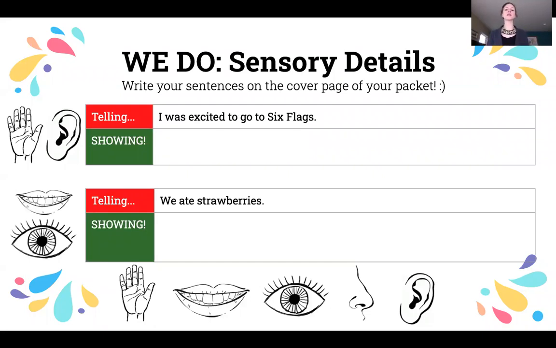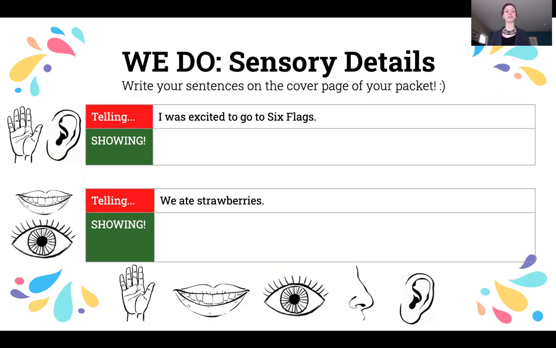Here's our we do now. I would like you to write your sentences just on the cover page of your packet, okay? They can be on the side, bottom, wherever works for you. All right, I'd like you to try going beyond telling. I was excited to go to Six Flags. Okay, probably everyone would be, right? I want you to show me. You might use some sort of feeling, something you hear in your example, but whatever you'd like.